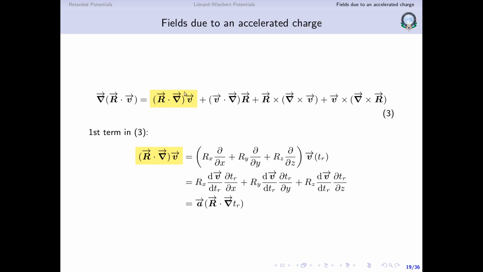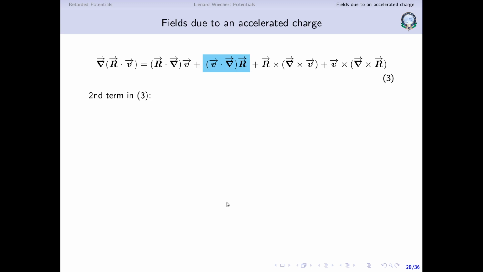So that will be the first term. Now moving on to the second term. So we have v dot del into r. We want to evaluate this. Now if we remember, capital R is nothing but small r minus W. Okay, small r is the field position, and W is the position of the particle. So this is the separation vector.